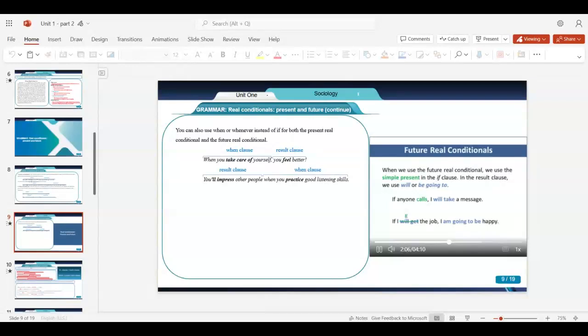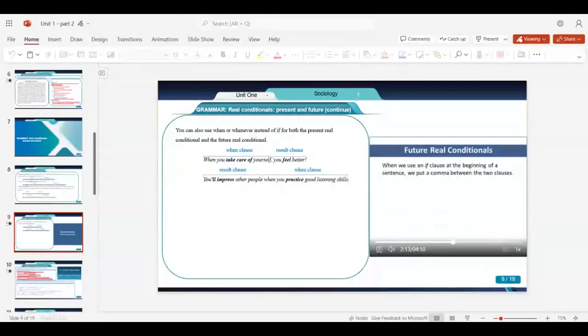Remember, we do not use will or be going to in the if clause. When we use an if clause at the beginning of a sentence, we use a comma between the two clauses. If I arrive early, I will have some time to prepare. When the if clause is second, we do not use a comma. I will have some time to prepare if I arrive early.